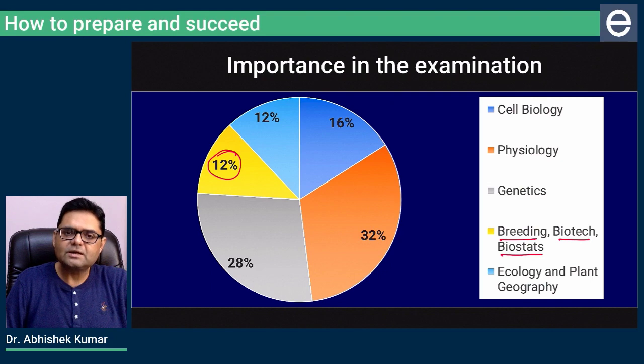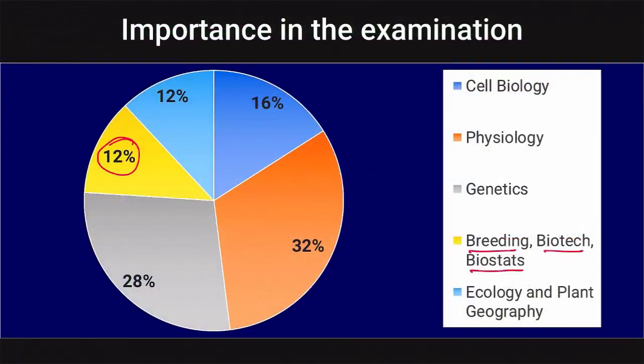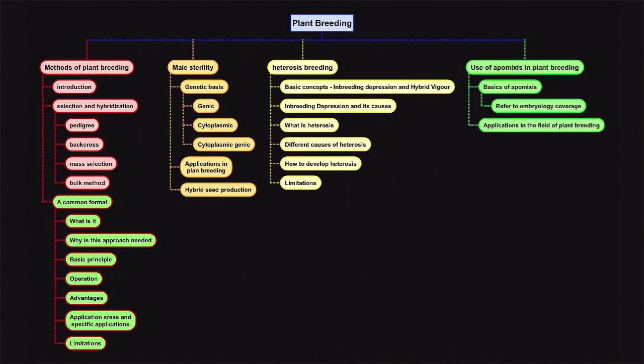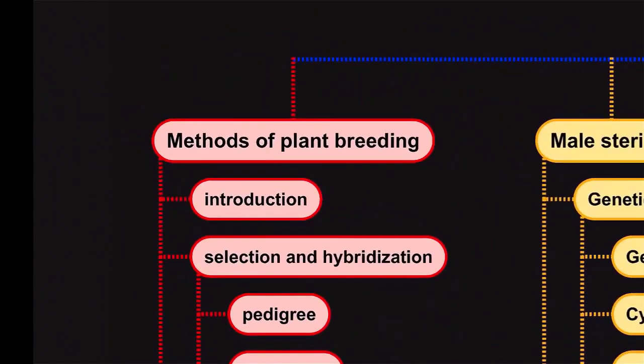We are going to start with the analysis of plant breeding syllabus, and then we will be moving to the syllabus of biotechnology, and we will be including the topics of morphogenesis as well. Let us see the plant breeding syllabus. So plant breeding syllabus, if you see, can be broken into 4 big parts. The first part of plant breeding syllabus is methods of plant breeding.